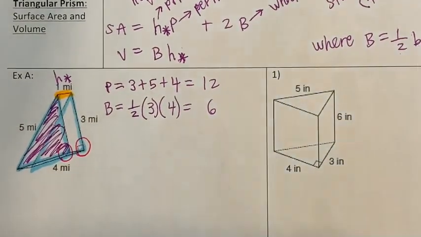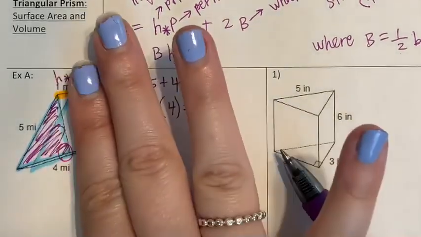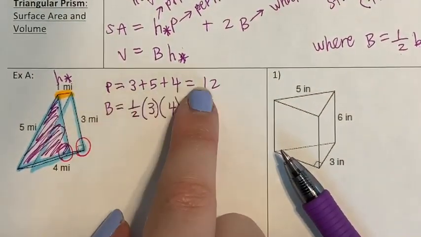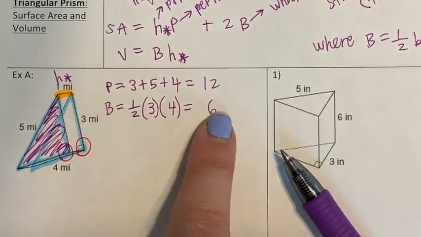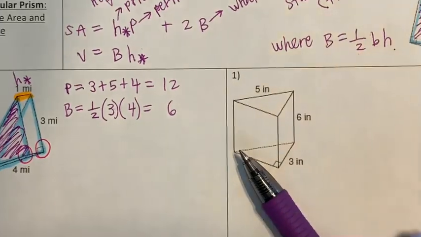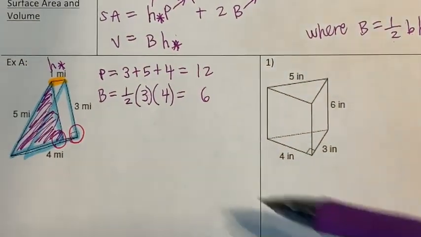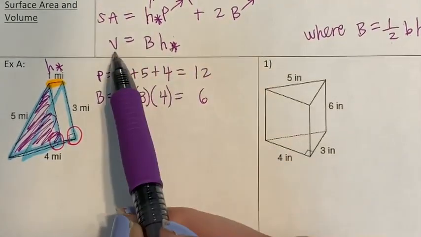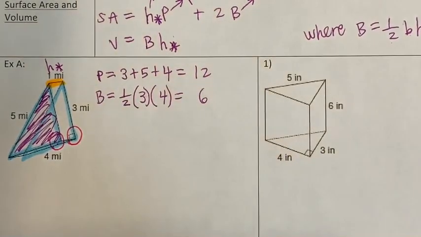So I did some scratch work here, and again, I was only looking at one triangle. I looked at one triangle to find its perimeter by adding up all the sides, and to find its base area by using my formula for the area of a triangle. I'm done with my scratch work, so I have all the parts I need, and now I'm going to look at my surface area and volume formulas and plug in the different parts.